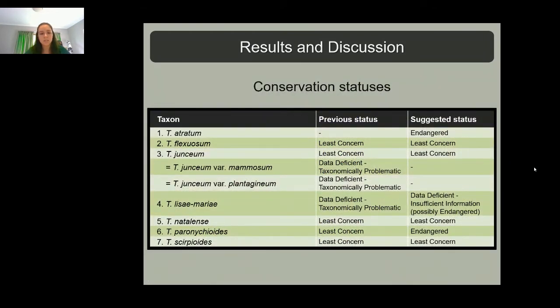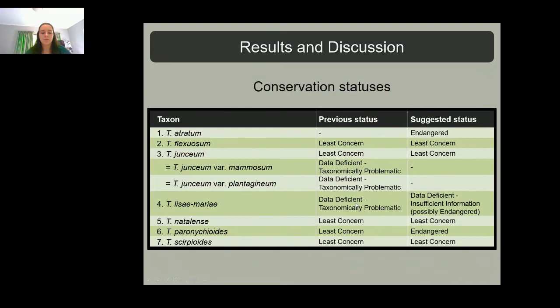And then looking at the preliminary conservation statuses that we determined, Thesium matratum will likely be listed as endangered because it's only known from a few localities, but many of those localities are in nature conservation areas. Then Thesium flexiosum, Thesium lisa-mariae, and Thesium scirpioides are very common plants, and they are listed as least concern and remain listed as least concern. As I said before, Thesium juncium, var. mamosum, and var. planticinium were listed as data deficient due to taxonomic problems. This is now resolved, and the same for Thesium lisa-mariae.